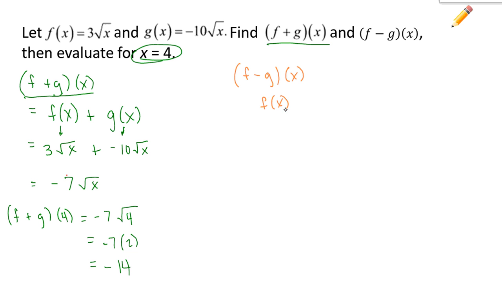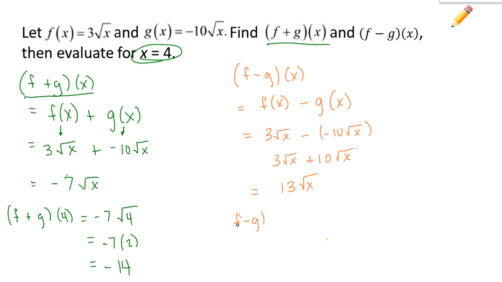And that just means take f of x and minus g of x from it this time, which is 3 square root of x minus negative 10 square root of x. Minus a negative means plus. Applying the rules of radicals, that just becomes 13 square roots of x. And then f minus g of 4 is 13 times the square root of 4, or 13 times 2, which is 26. So simple enough process, you just have to remember all those rules of how to actually add and subtract these functions.